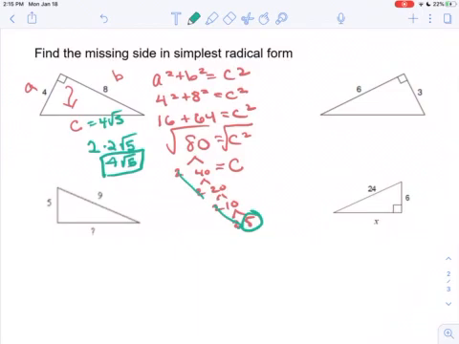All right, here's another one. First thing you do is identify your c, and it looks like we're missing a c again in this case.